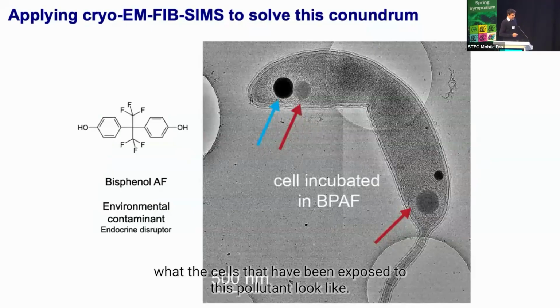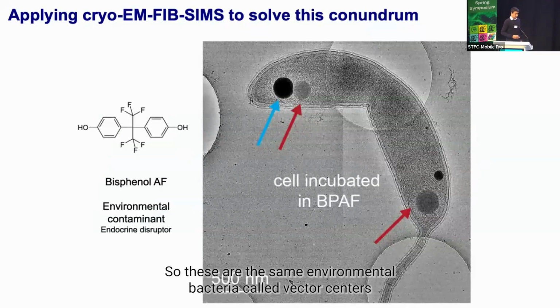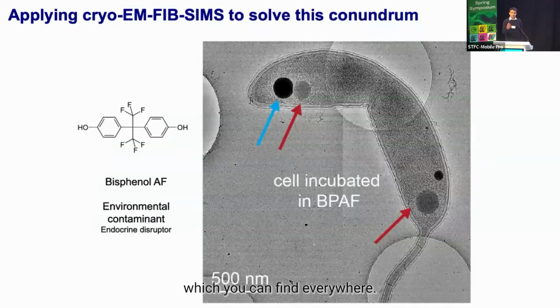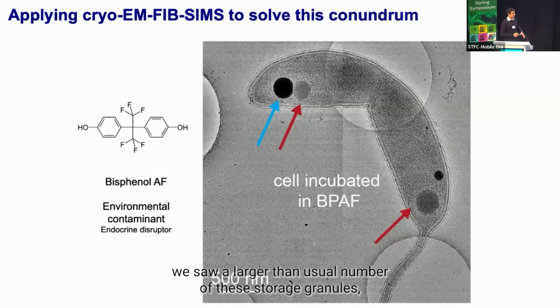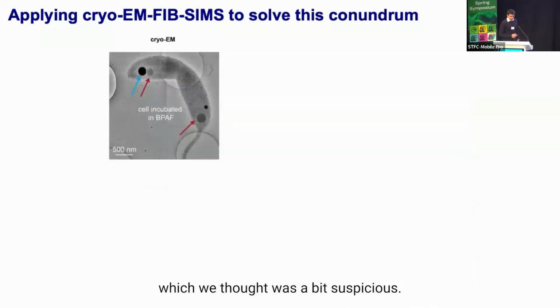So this is what the cells that have been exposed to this pollutant look like. These are the same environmental bacteria, Caulobacter crescentus, which you can find everywhere. You know, if you go to the swimming pool and you smell something weird, it's probably Caulobacter crescentus. It's a freshwater bacterium. You can see it's everywhere. So when we imaged the cells exposed to this pollutant, we saw a larger than usual number of these storage granules, which we thought was a bit suspicious.